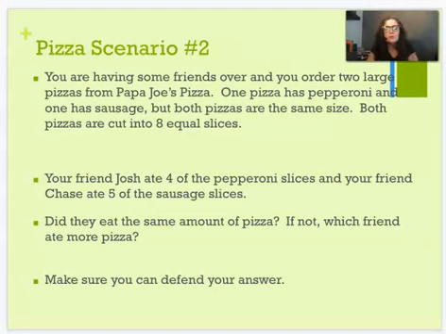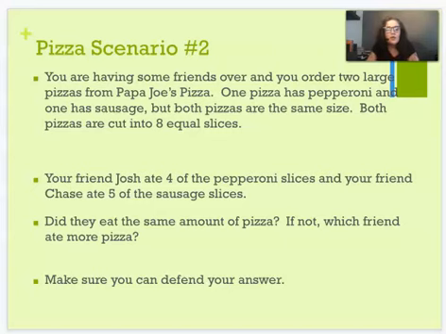Pizza scenario number 2. You're having friends over, you order 2 large pizzas from Papa Joe's Pizza. One pizza is pepperoni and one has sausage. Both pizzas are the same size, but now they're both cut into 8 slices. Your friend Josh eats 4 of the pepperoni slices, and your friend Chase eats 5 of the sausage slices. Did they eat the same amount of pizza? If not, which friend ate more pizza? Make sure you can defend your answer.